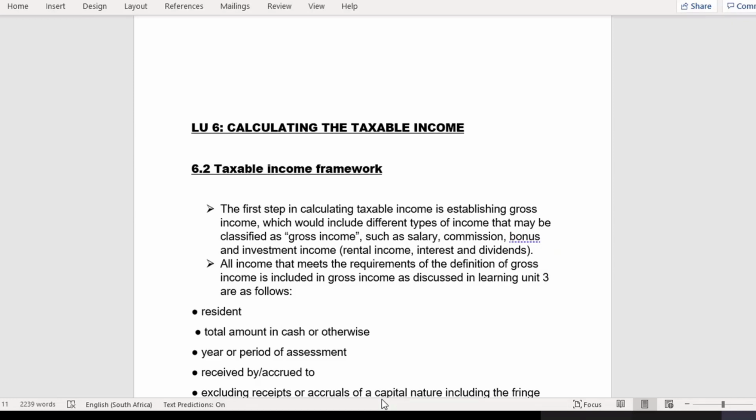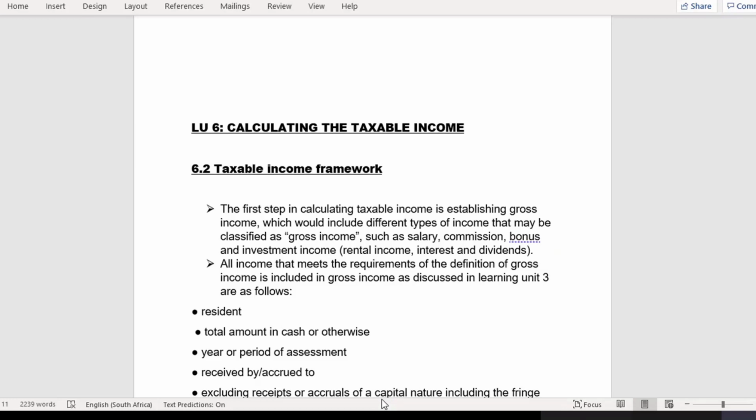All income that meets the requirements of the definition of gross income is included in the gross income, as discussed in learning unit 3, right? We started with this in learning unit 3, then we keep on bringing it back as we continue. So the requirements go as follows. There must be a resident with a total amount in cash or otherwise. Otherwise, they mostly refer to your fringe benefits, right?